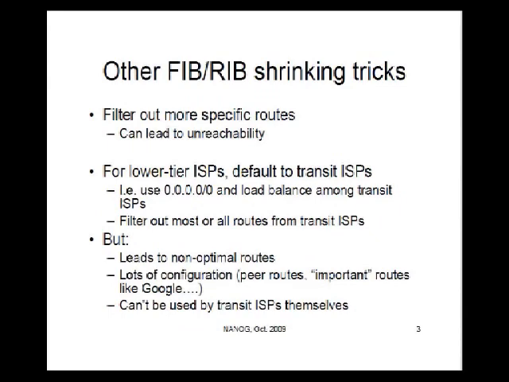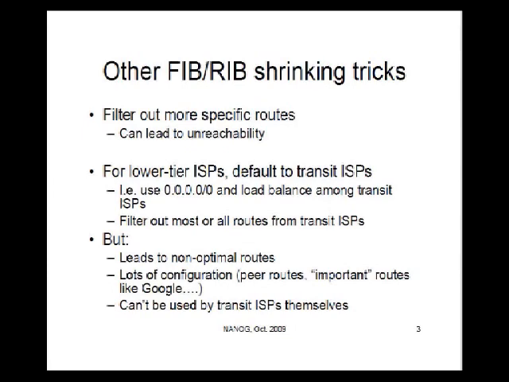But a lot of ISPs want to shrink the FIB even in routers that don't just serve as PEs to customer networks. So there's additional things that you can do, and one is you can just filter out more specific routes. Normally this is fine, and probably sometimes it leads to unreachability, but people do it. And another, if you're a lower tier ISP, you can just start defaulting to your transit ISPs.